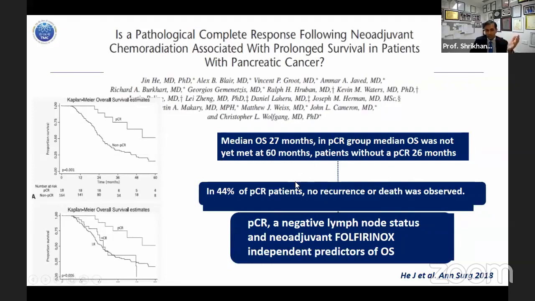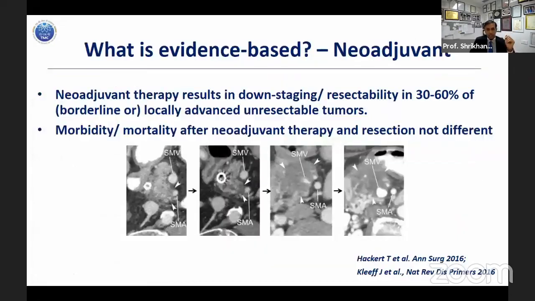So you can see that there is benefit. In 44% of the PATH-CR patients, no death or recurrence. And PATH-CR, negative lymph nodes, and neoadjuvant FOLFIRINOX were 3 independent predictors of overall survival in this retrospective group that they studied. So what's the level of evidence do we really have when we speak of neoadjuvant so much?